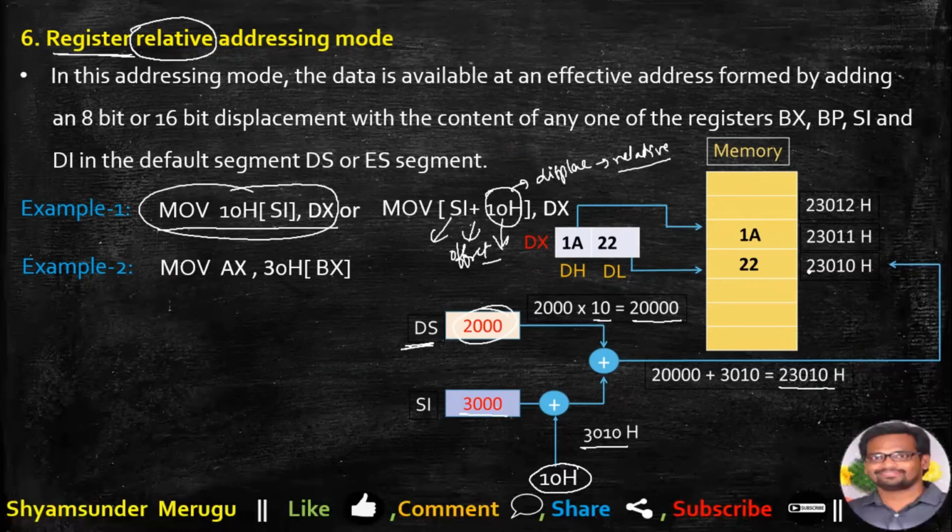So to that memory location, what we are doing is moving the contents of DX. So in the DX, we will be having the contents 2 to 1A. Now this 22 will go to the lower address and 1A goes to the higher address specified by the physical address in the memory.